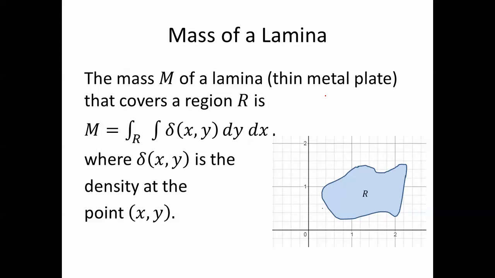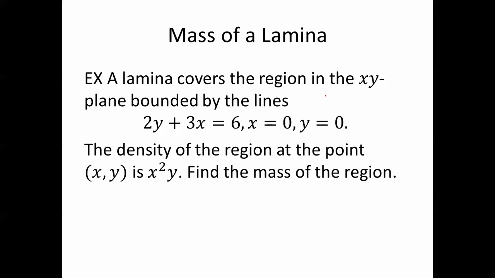where delta of xy is the density at the point xy. For example, a lamina covers the region in the xy plane bounded by the lines 2y plus 3x equals 6, x equals 0, y equals 0. The density of the region at the point xy is x squared y. Find the mass of the region.